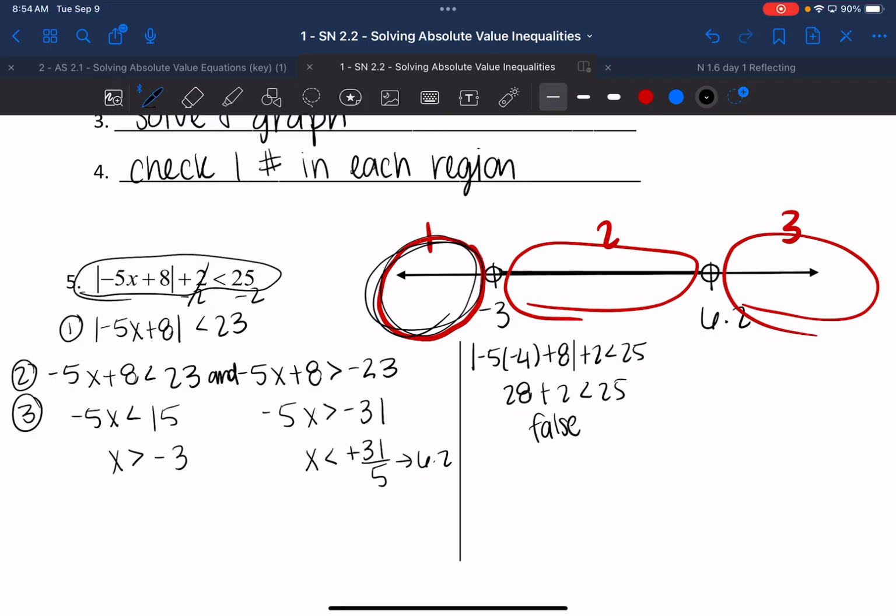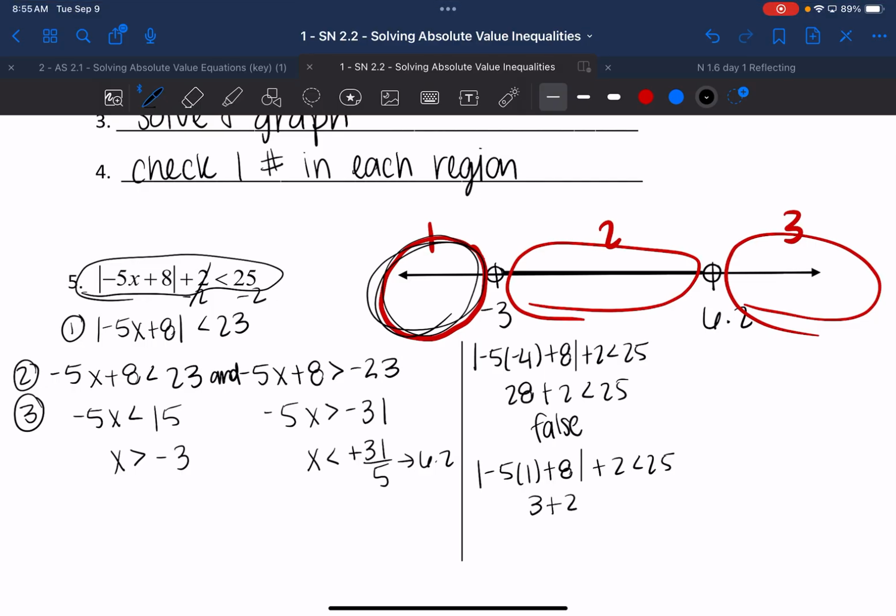Okay? Now let's pick a number in region 2. What would be a number that falls in region 2? 1. Yeah, any of those. All right. I would pick something like 1. Makes it easier for you when you're doing the math. So we'd have negative 5 times 1 plus 8 plus 2 is less than 25. Well, what is negative 5 times 1? And what's negative 5 plus 8? 3. And what's the absolute value of 3? 3. So this is 3 plus 2 is less than 25. Is that true? Yes. Which makes sense because we did say that that section was our solution, right?